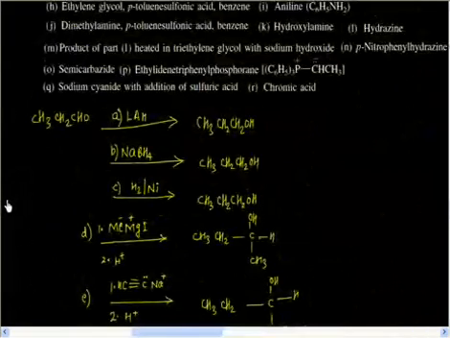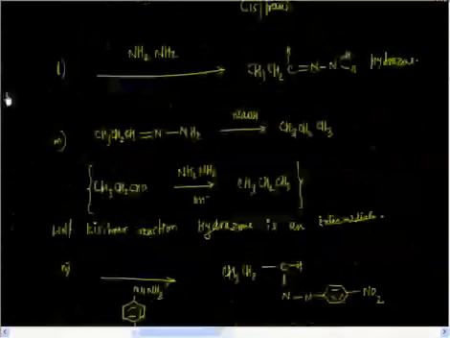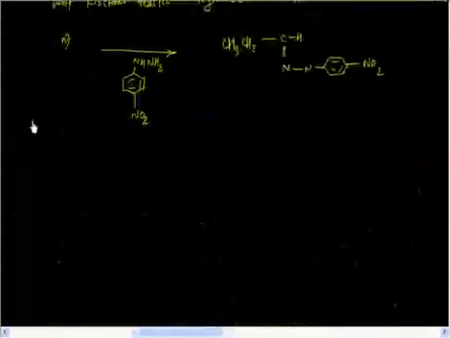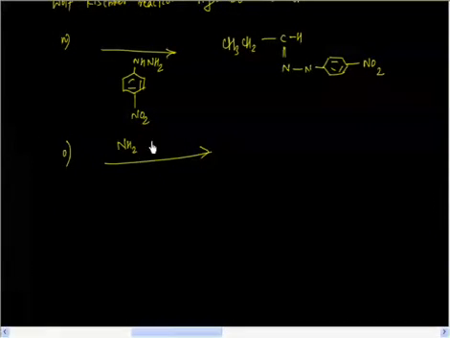Next is semicarbazide. What is semicarbazide? NH2, so this is NH2CO, NH2. No, this is not semicarbazide basically. So you should have NH2NH, CONH2. So this is NH2NH, CONH2. That was basically written as carbazide. This is same as semicarbazide.